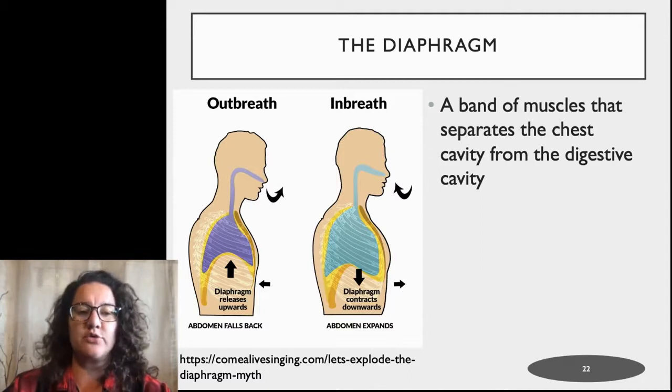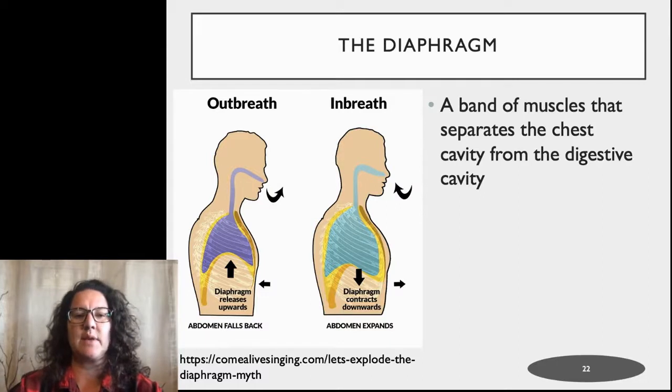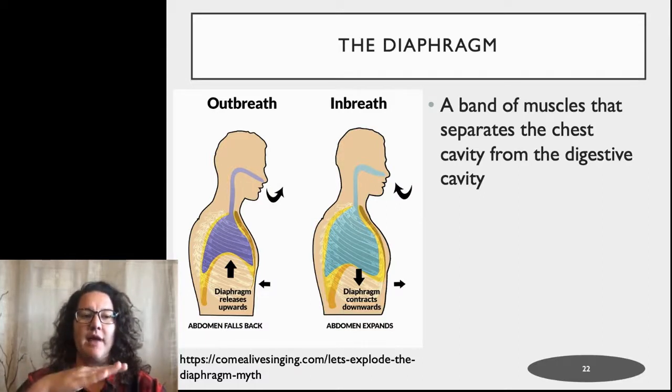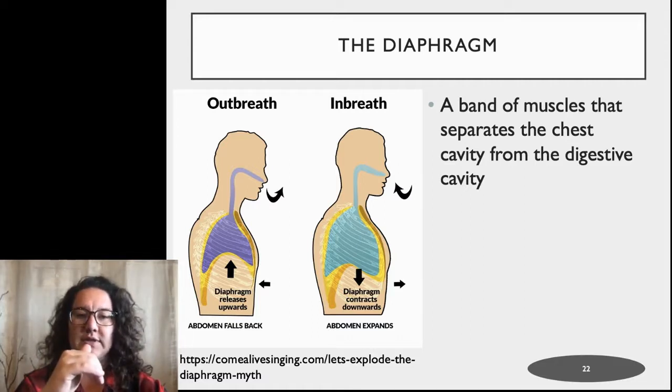So our lungs control this partially using the diaphragm. The diaphragm is a band of muscles that separates the chest cavity from the digestive cavity. And on an out-breath, our diaphragm will move upwards into our chest cavity, which is going to increase the pressure in our lungs, moving air from the lungs to the atmosphere.